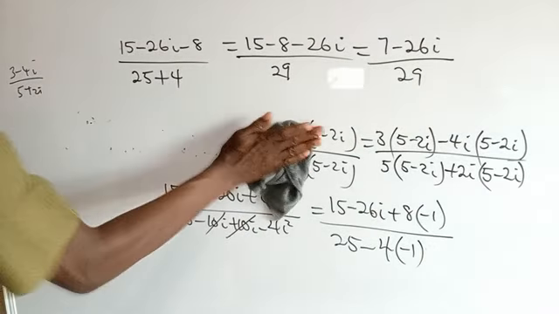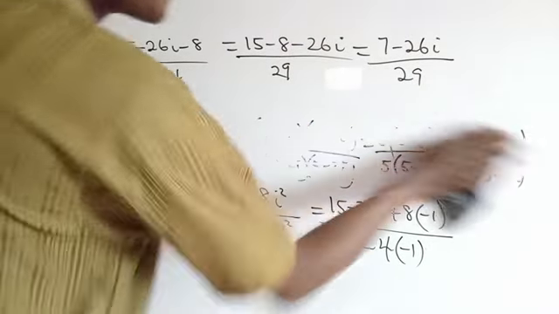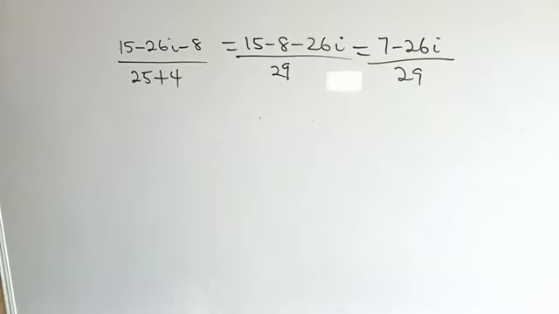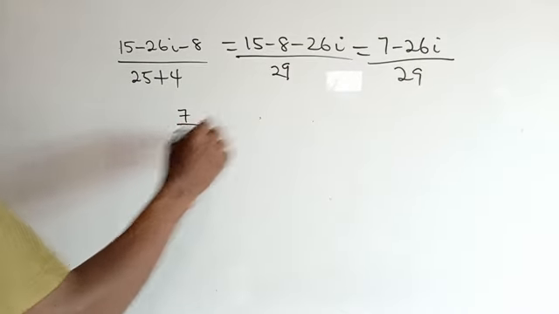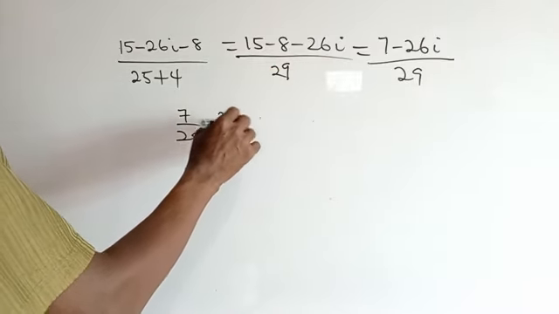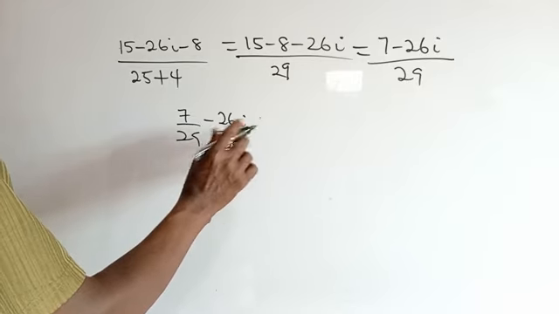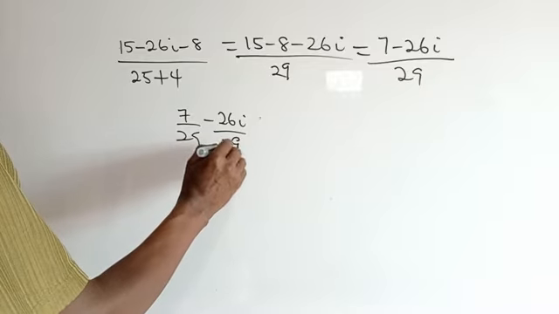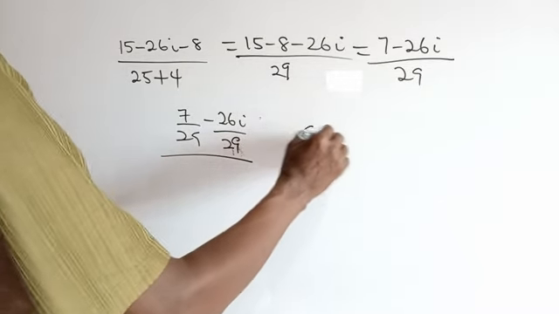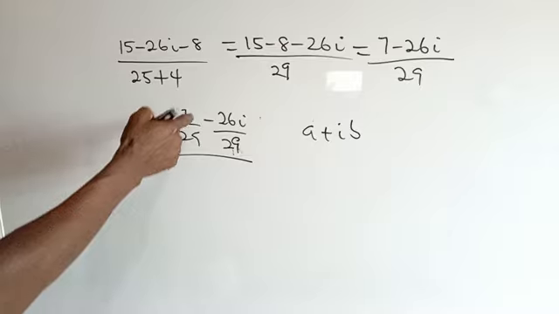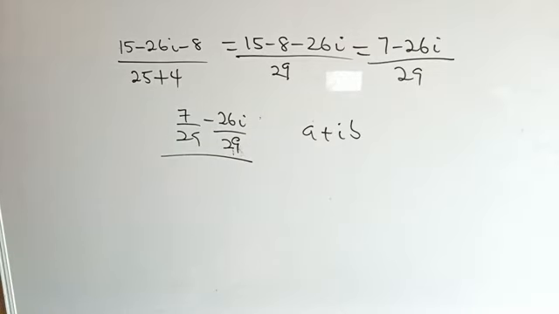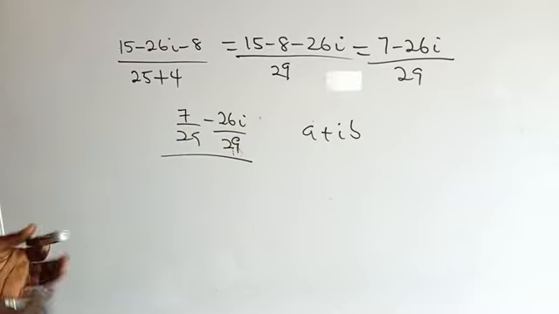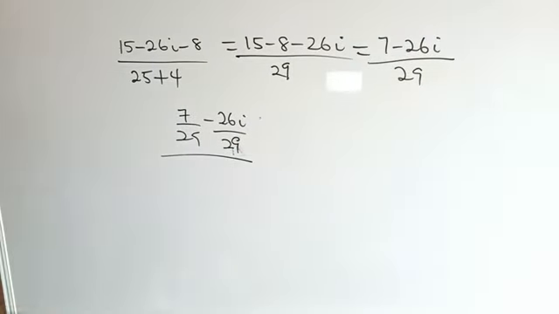So now to express our answer in the form a plus ib, we divide through by 29. So we have 7 over 29, then minus 26i over 29. So that is how to express it in the form a plus ib. So our a here is 7 over 29, while our b is minus 26 over 29. So with this, we have come to the end of this problem.